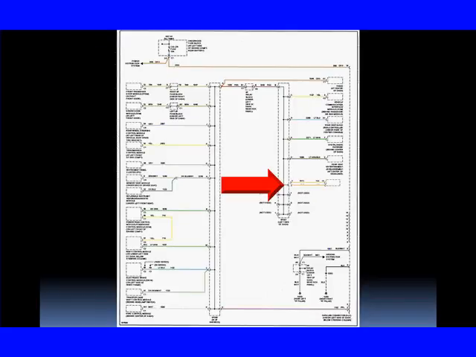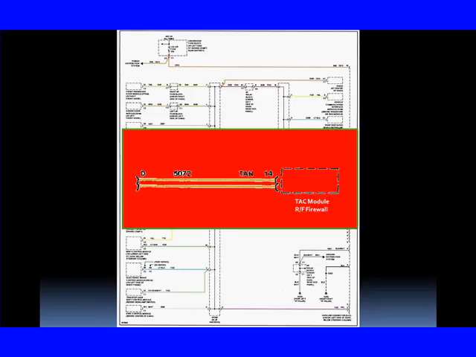Here's what a system looks like that's going to be using Class 2 information. Now what we're trying to show you here is there's a lot of modules. Starting at the left, we've got 1, 2, 3, 4, 5, 6, 7, 8, 12, 13, 14, 15, 16, 17, 18. The 18th module is the one we're interested in this particular case. Let's magnify that. That's the TAC module, on a GM.